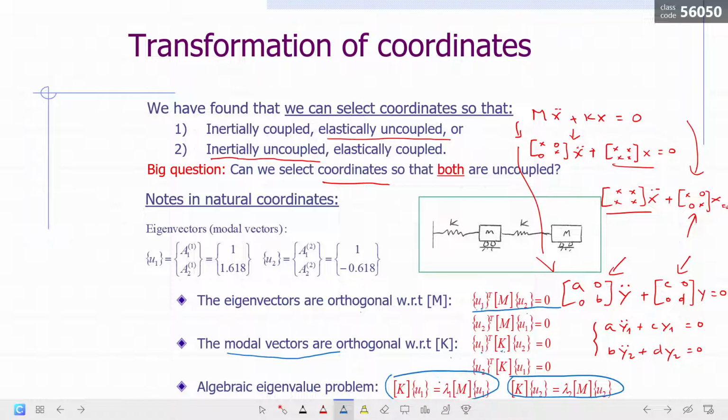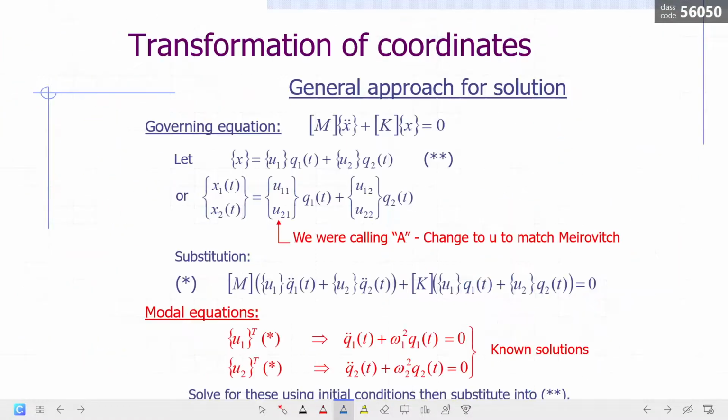So we solve the algebraic problem from here. U1 and lambda 1 satisfy this algebraic eigenvalue problem. U2 and lambda 2 also. Then we use the transformation: h equal to a linear combination of U1 and U2 by the factors Q1 and Q2.